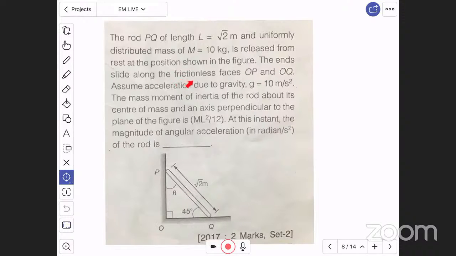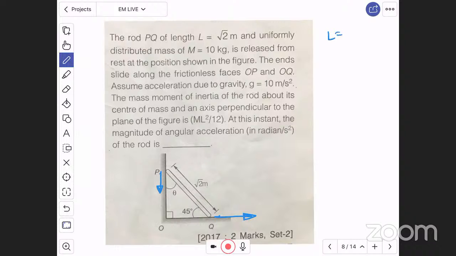The ends slide along the frictionless faces OP and OQ. Now this one end slides along OP, and the other end slides along OQ. Right. What does this mean? That means point P will come downward and point Q will go towards the right. Now, assume acceleration due to gravity g is 10 meter per second square.